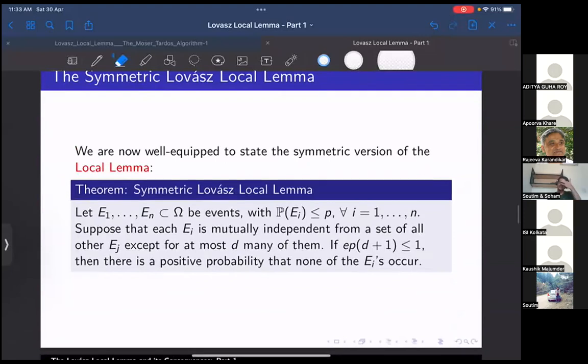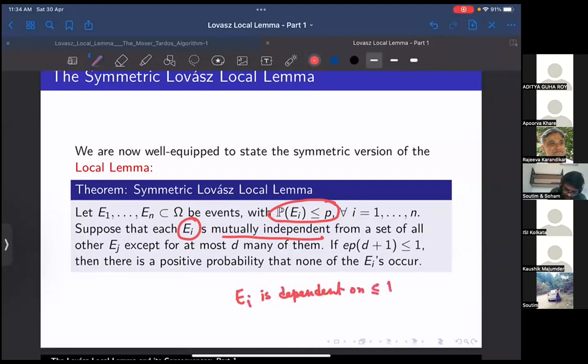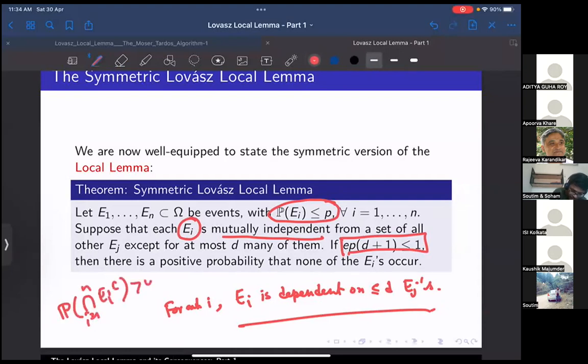All right. So the lemma is that, suppose you have these n many bad events, and all of the bad events are bounded by some probability p. So there is at most a chance of p that these events occur. And suppose each bad event is mutually independent of a set of all other bad events except for at most d many. So e_i is dependent on at most d many events, for each i. So if such a condition holds, then there is a positive probability that none of the e_i's occur. That is, the probability of the intersection of e_i complements is ensured to be greater than 0 if e times p times (d plus 1) is less than or equal to 1.